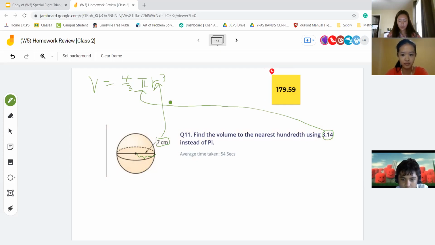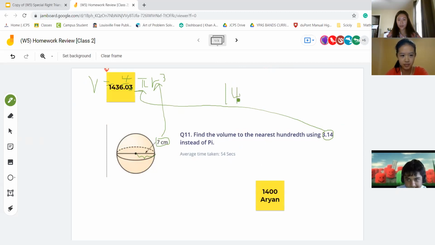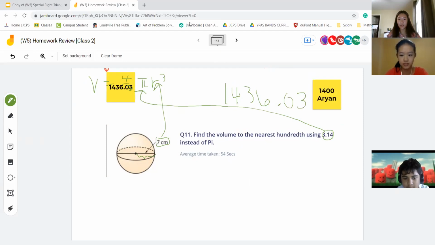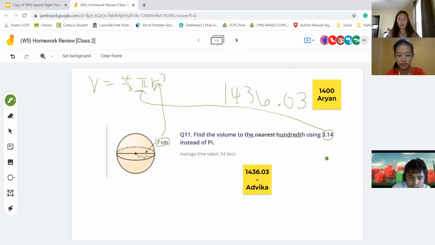My calculator told me that it is 1,436 times 0.026666, and then I round to the nearest hundredth because that's what it tells me. So I get 1,436.03. Make sure you actually read the question and round to the nearest hundredth, because you can definitely miss points after doing all the work, just by not rounding right.